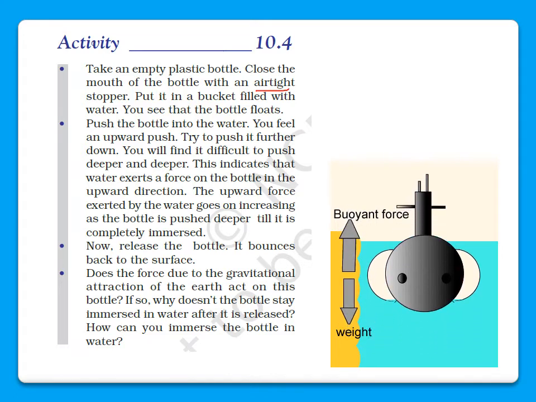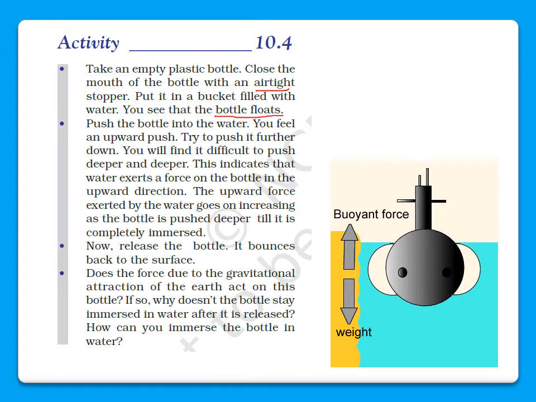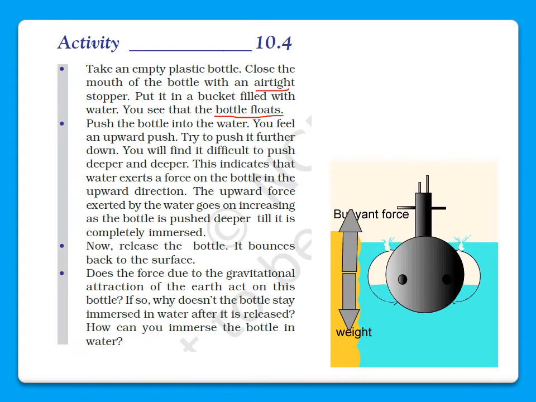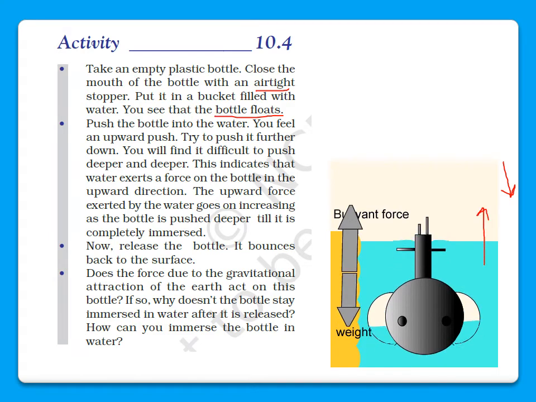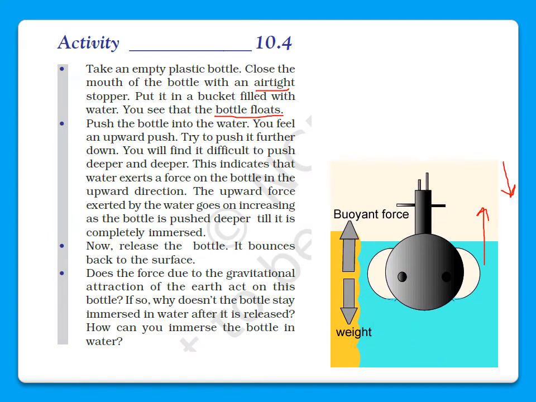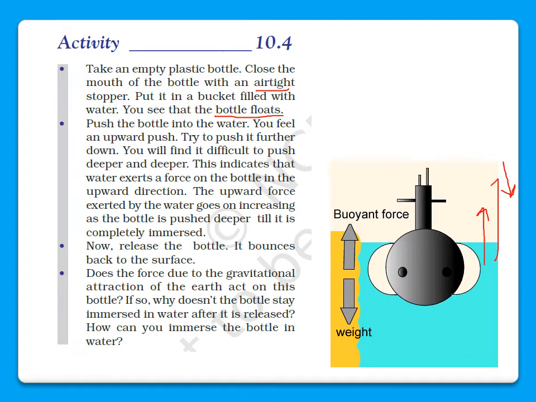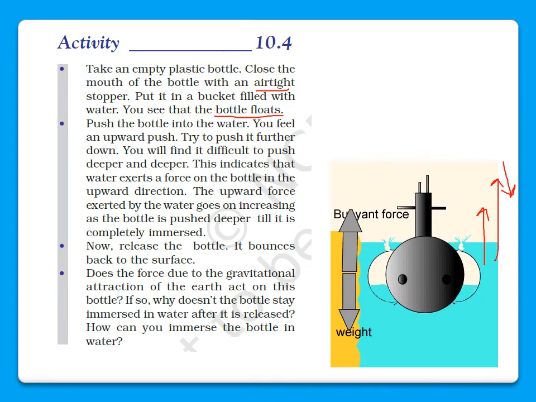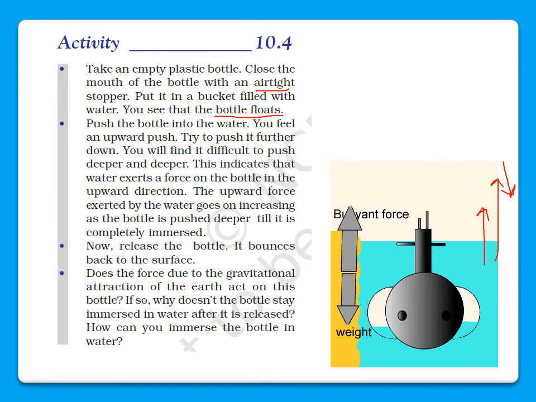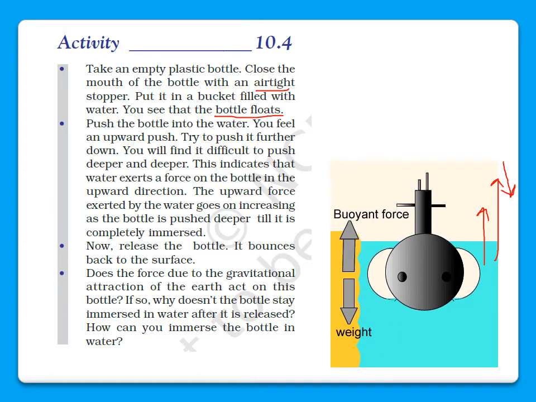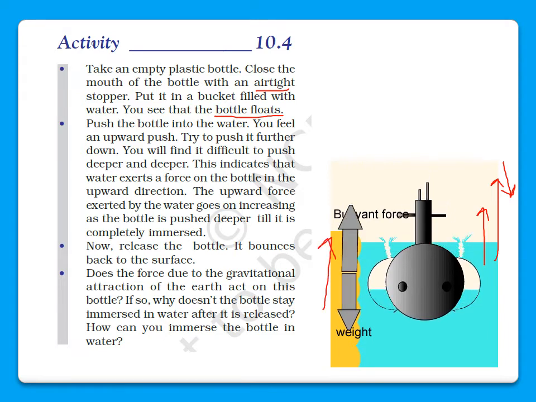What do you see? You see that the bottle floats. Now try to push the bottle downwards. What do you observe? You feel an upward push. You try to push it further and you will feel an upward push. The upward force exerted by the water goes on increasing as the bottle is pushed deeper. Now release the bottle. What do you observe? You observe that the bottle bounces back to the surface.